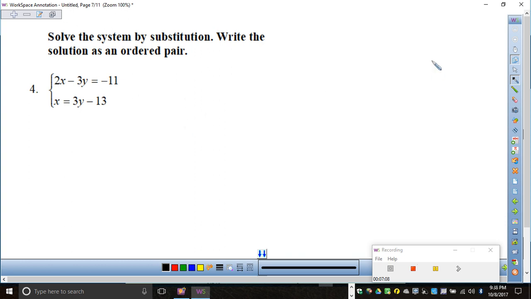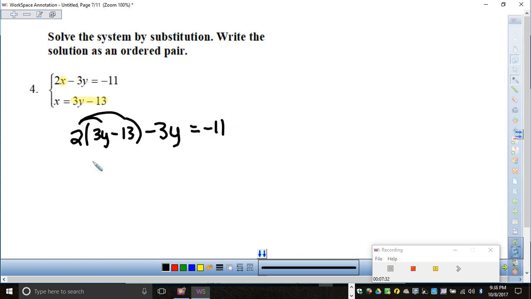Okay, number 4, solve the system by substitution. So this one, in the second equation, it gives us an equation in the form x equals. So x equals 3y minus 13. So we're going to plug that in for x into the first equation, making sure that you're using parentheses when you plug it in. And then we're going to continue solving this equation for y.